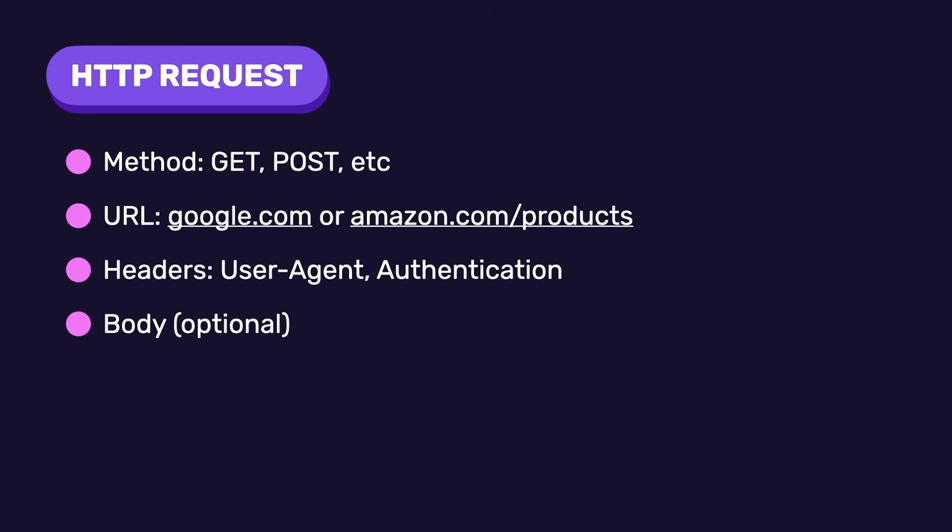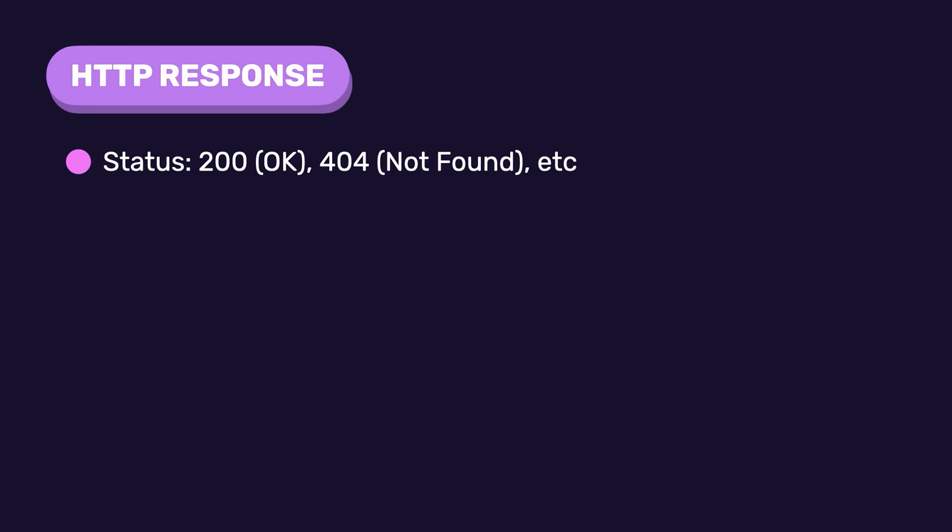Now, an HTTP request can optionally have a body that contains data for the server. This is used when we need to send information to the server, like when we submit a form. Now, the response from the server also has a structure. The response has a status code, which tells us whether the request was successful or not. There are many status codes, but the common ones are 200, which means okay, everything worked. We also have 404, that means not found. You have probably seen this before.